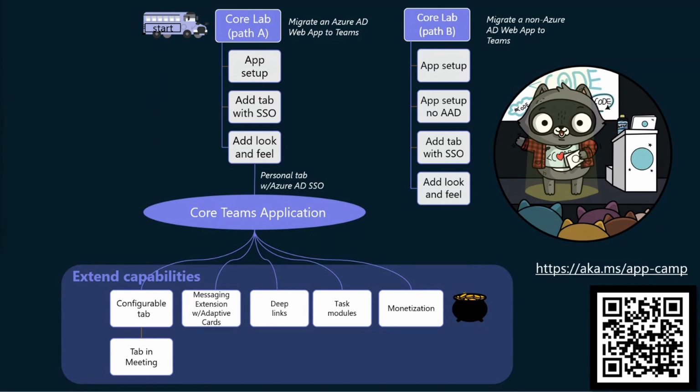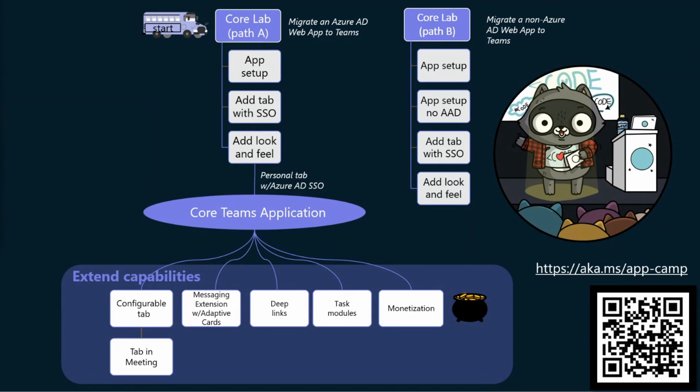There's an extra step there to do something that we call account linking to kind of create a linkage between the two systems so that users can still enjoy Azure AD Single Sign-On. And then that brings you to what we call the core Teams application, which is just a personal tab.